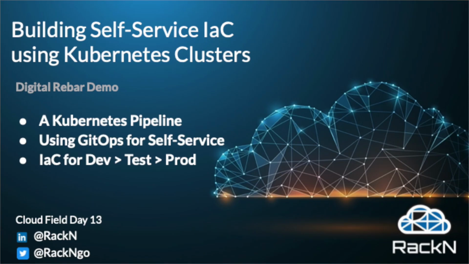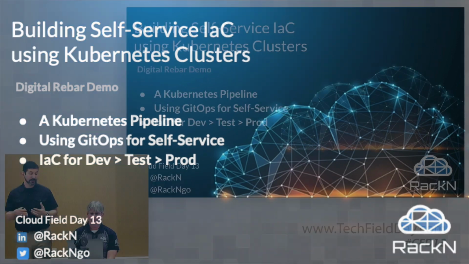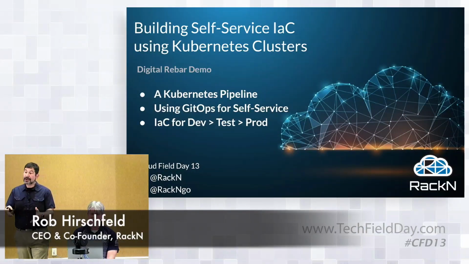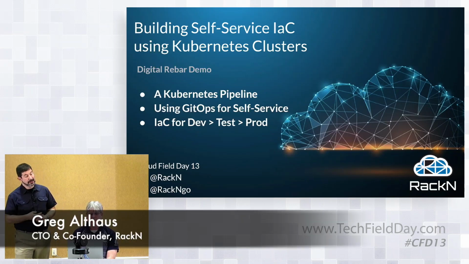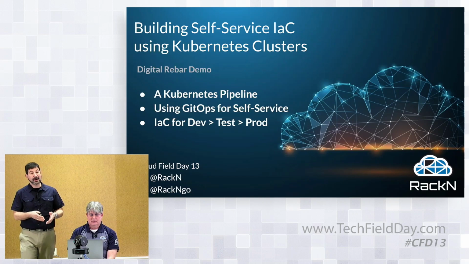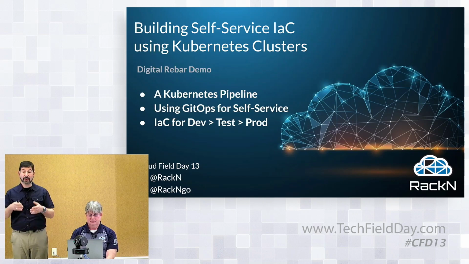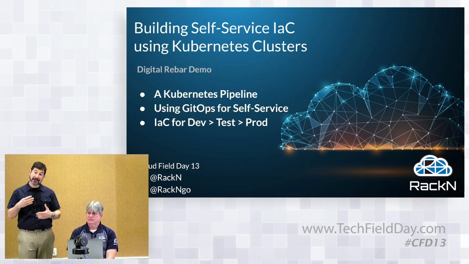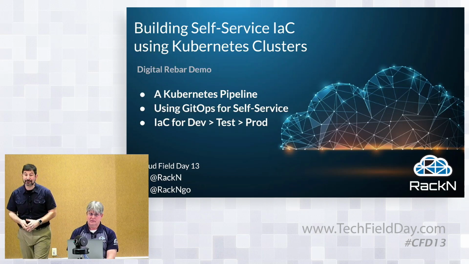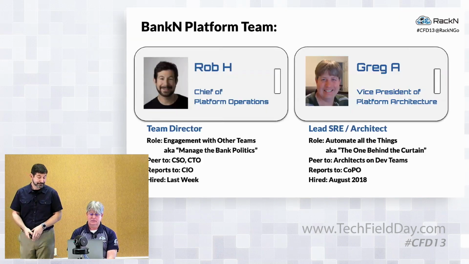So our next demo is showing how we're building self-service infrastructure as code clusters using Kubernetes as a reference case in this. We'll show you our Kubernetes pipeline. We're also going to show you how GitOps works for self-service and explain how we're able to have dev, test, and production clusters, or actually whole endpoints, so we can work on the test process and not break production when somebody's writing new automation.